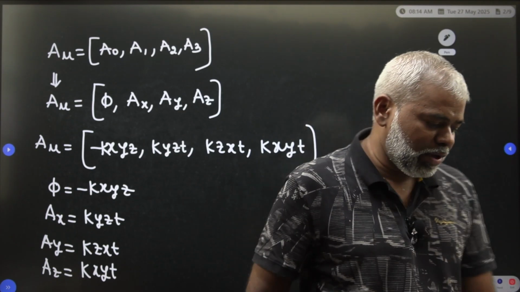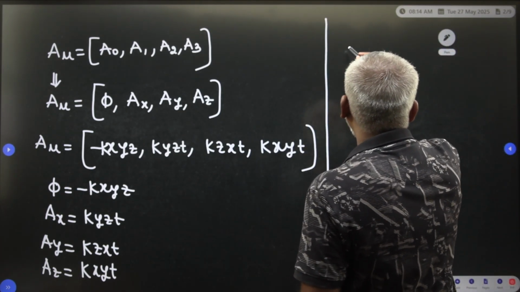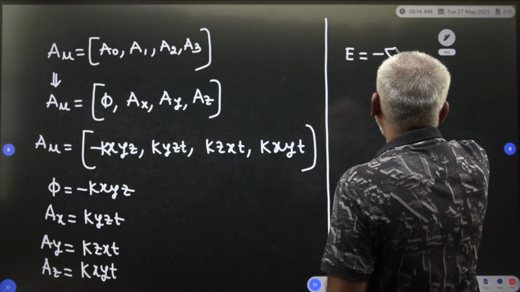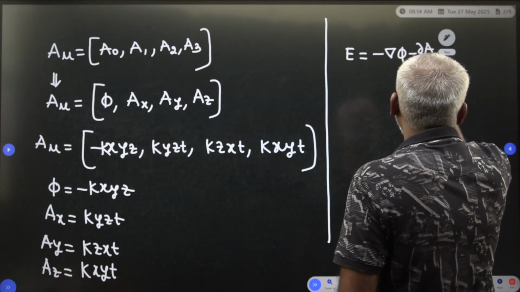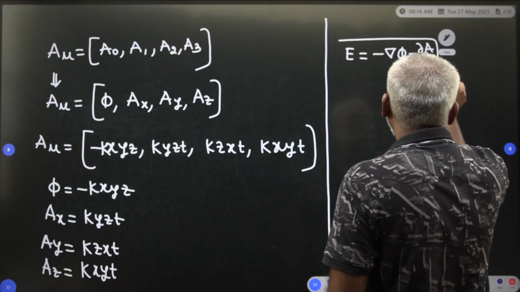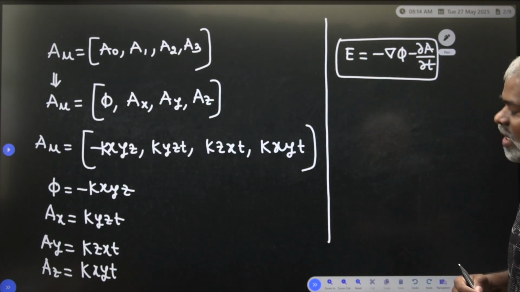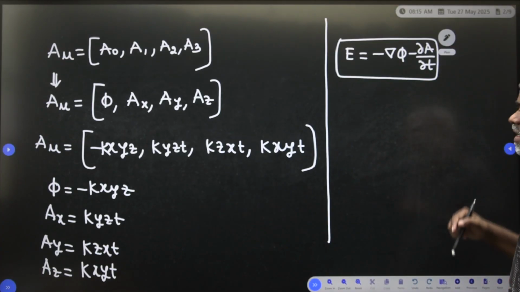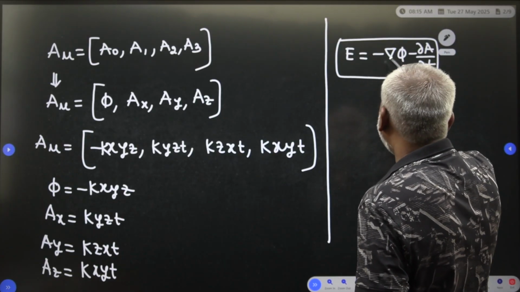Now, we need to calculate the electric field. How do we calculate it? E equals minus gradient of phi minus dou A by dou t. This is the electric field equation under the scalar and vector potential. Now, you have to calculate first what your phi is.